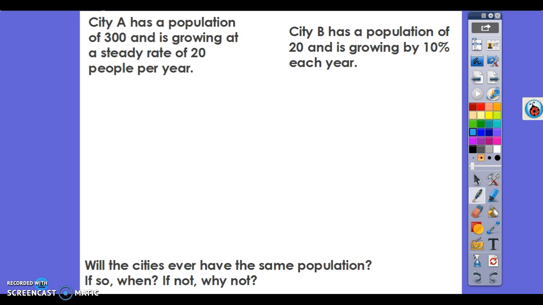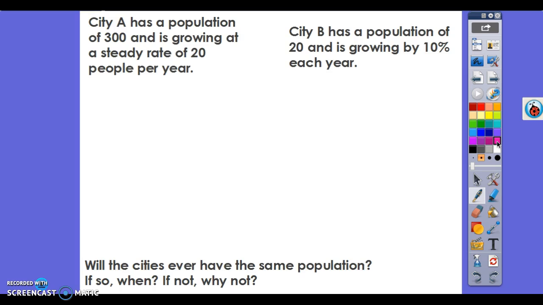Will the cities ever have the same population? If they will, then when will that be? If not, why won't they ever catch up? I don't know. Do you have just a gut feeling about this? Whether it's yes or whether it's no? I'm going to do the math and see what turns out.